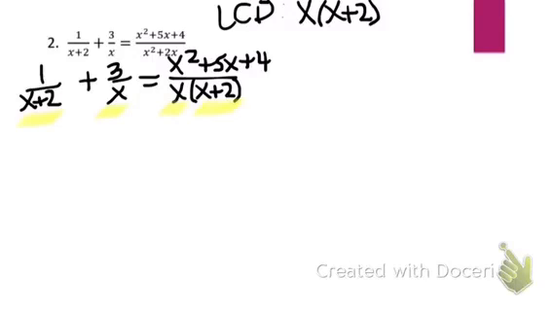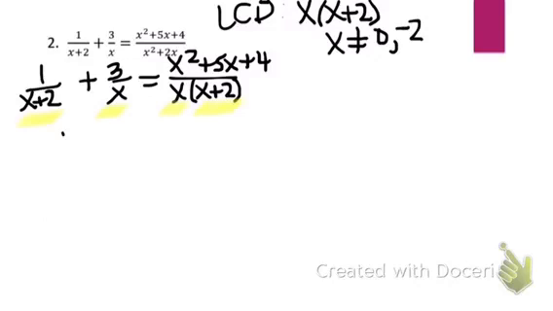Now I'm going to go ahead and find my domain restrictions. If I set both of these equal to 0, x cannot equal 0, and it cannot equal negative 2. So neither of those can be my solutions once I've solved for x. Now, I like to go ahead and bring down my numerators. My job is to cancel out these denominators, and the way to do that is to multiply the numerators by whatever they are missing from our LCD. Again, our LCD is x times x plus 2.